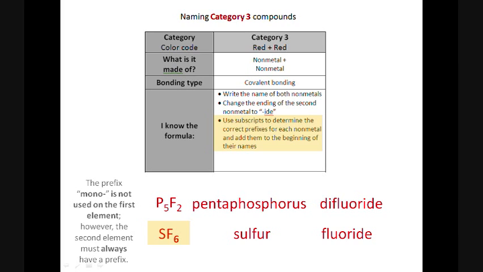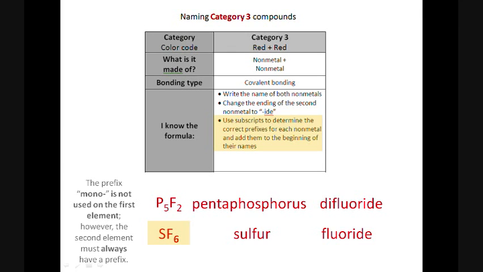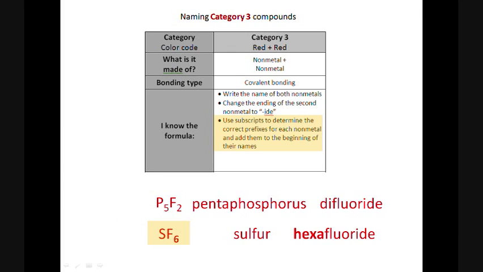Now, there are still 6 fluorine atoms in this compound, so we need a prefix for that. The prefix list gives us hexa for 6, so fluoride becomes hexafluoride. The final chemical name here is sulfur hexafluoride. Remember, the only exception here is that mono is never used as a prefix on the first element. So sulfur just keeps its usual name, and fluorine is the only element with a prefix this time.